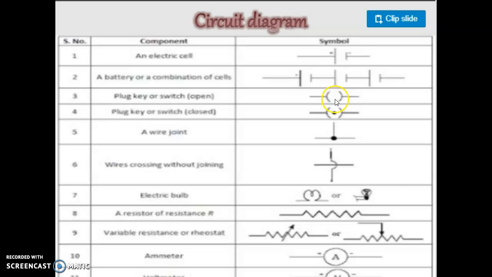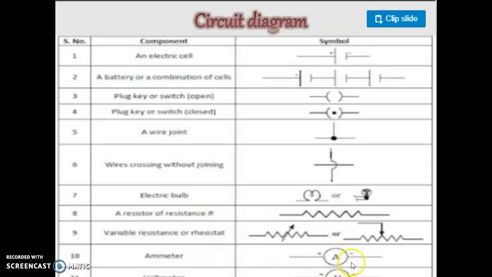Here is a plug key. If we insert a dot over here, it will be a closed key. A wire joint is represented by this dot. Wire crossing without joining, this is passing over this wire without joining. This is the symbol of a bulb. This represents resistance, and if we mark an arrow over here or like this, then this will be variable. Variable means we can change its value according to our requirement. It is also called a rheostat.